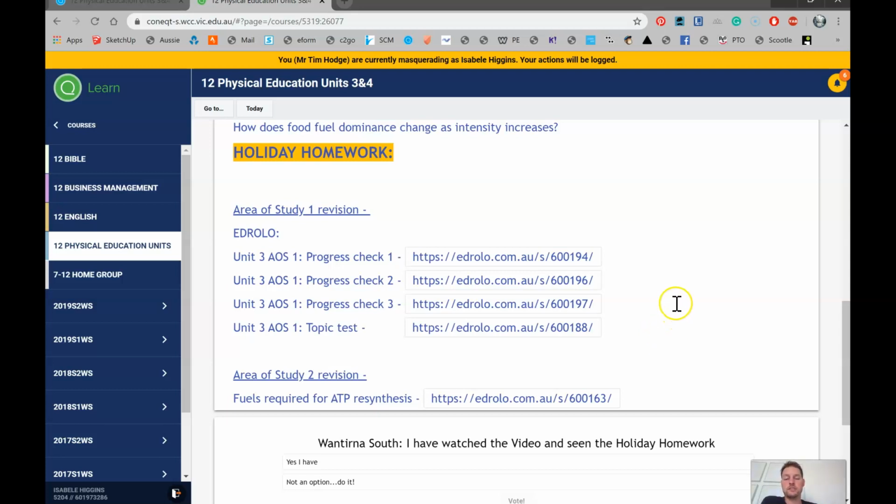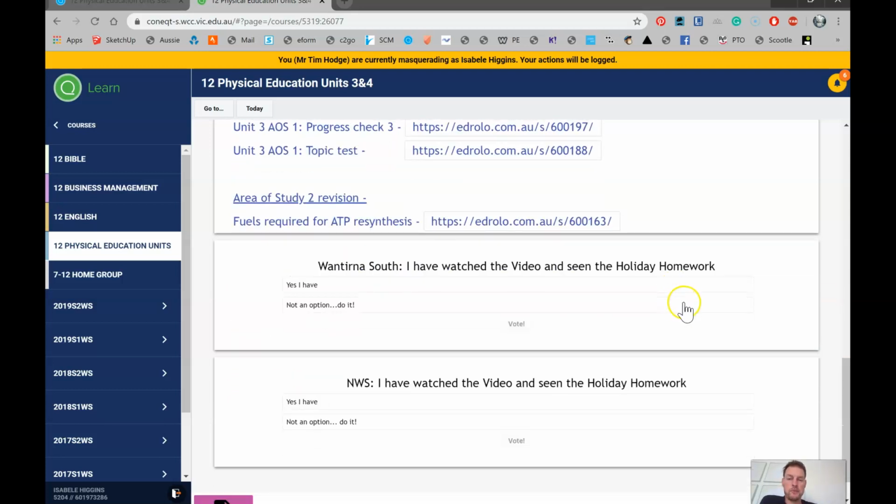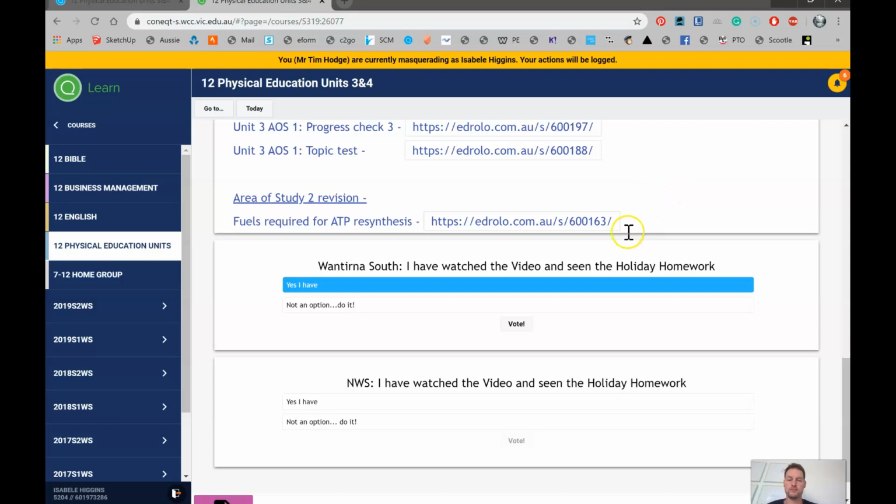Last thing for online lessons, I know you've already been told this, but at the bottom of this page you can see it's like our roll. You've got to ask yourself, have I watched the video and seen the holiday homework? I'm from Wantirna South, so I press yes I have, and I press vote. So please make sure you do that.